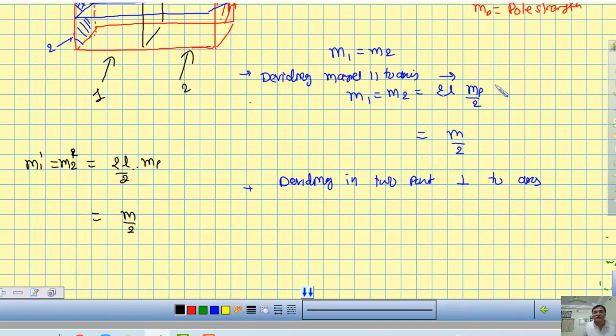In this case, it is because of dividing the pole strength, and in the second part because of dividing the length. So it's very important to divide into two parts: perpendicular to the axis and parallel to the axis. When you divide parallel to the axis, the pole strength becomes half, so the magnetic moment becomes half. And when you divide perpendicular to the axis, the length is reduced to half, and so the magnetic moment becomes half.